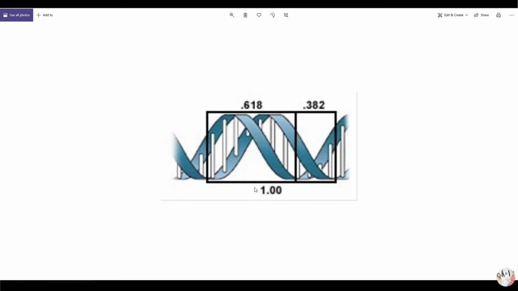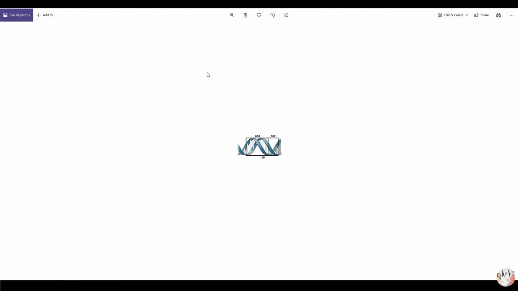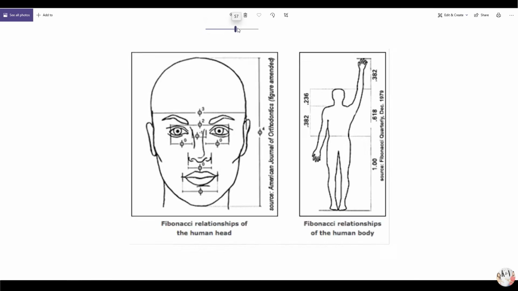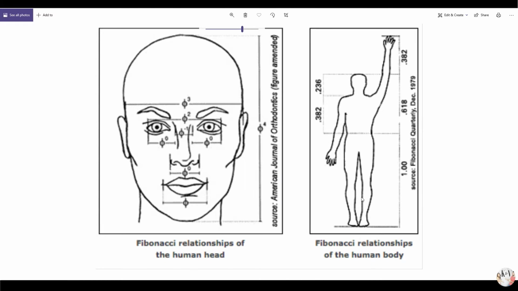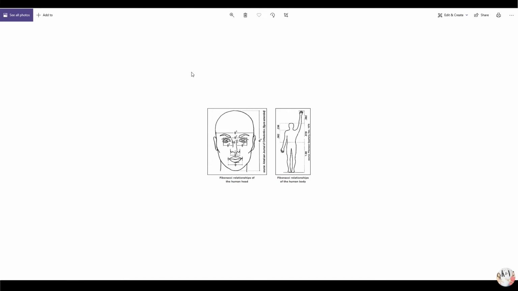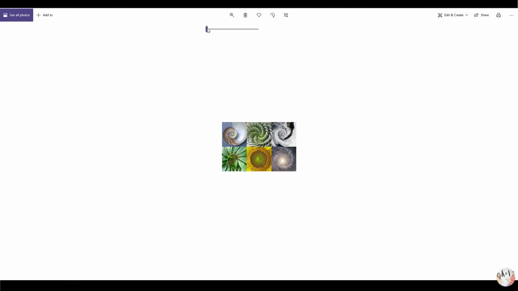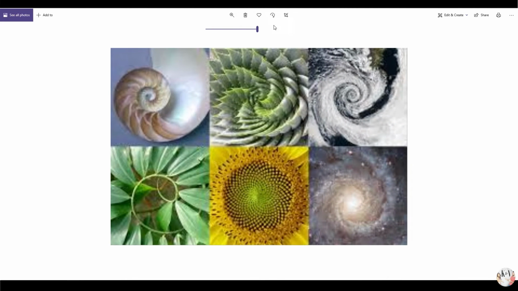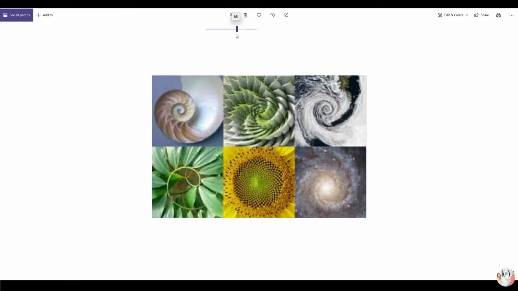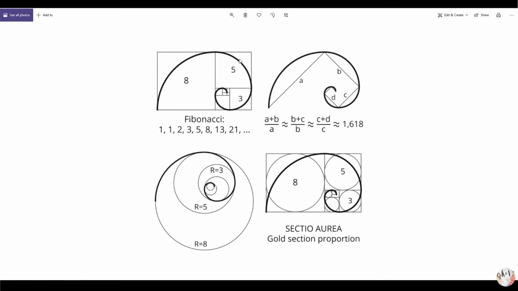Here you can see this is our DNA, and you can measure it with the Fibonacci sequence. As well, let's take a look at more examples. Our bodies, you can measure with the Fibonacci. Our faces, which is pretty cool. Here I have some more examples where we can find this Fibonacci sequence: in storms, in galaxies, in flowers, plants, everywhere. It's pretty crazy. This is a specific number sequence that it follows.